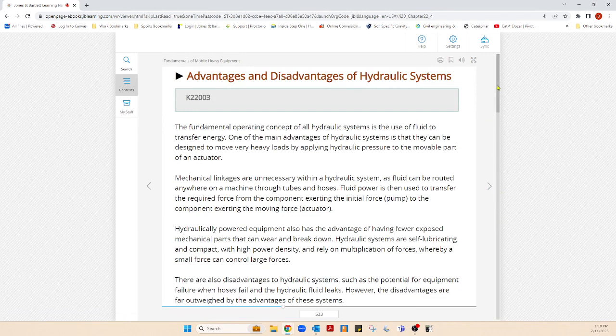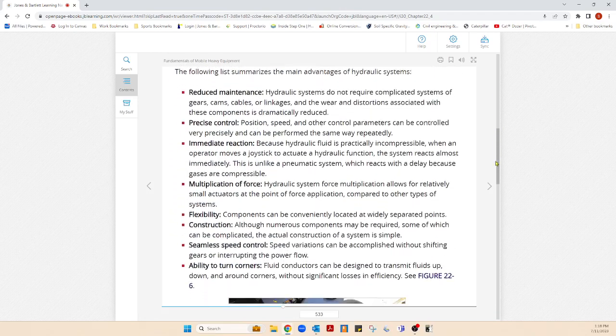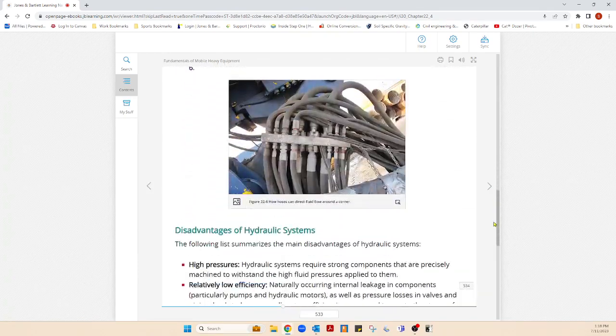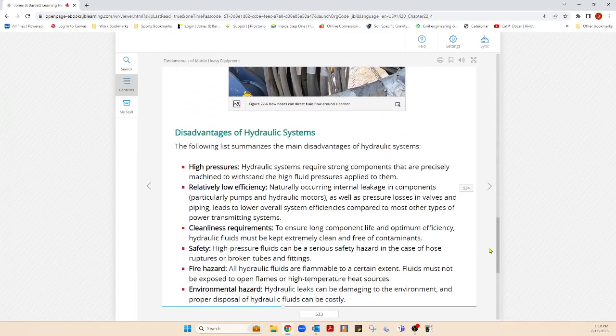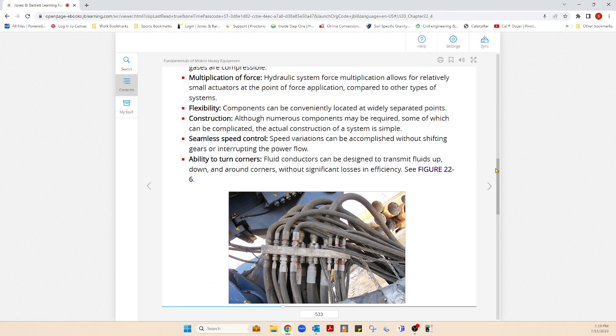Advantages and disadvantages. I'm going to let you go through these. These really don't need any explanation. There's a lot of advantages, but there are some disadvantages. The hydraulic system, as you can see, you can do a lot of things in a small area, and they're flexible, unlike mechanical things. You know, you have to have pins and things. I'll let it explain that to you. You don't need me to go over that for sure.